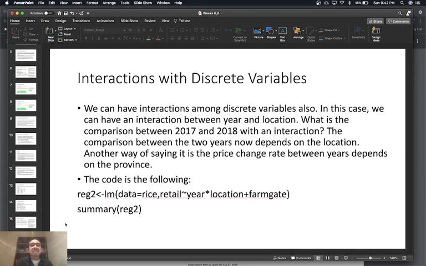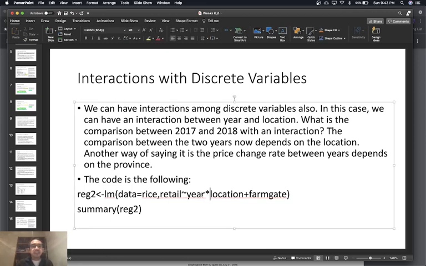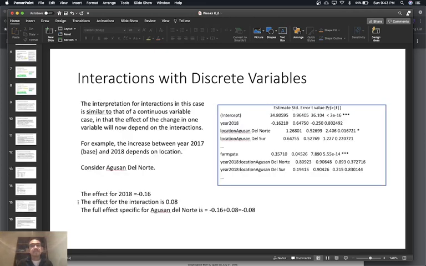We can have interactions among discrete variables also. In this case, we can have an interaction between year and location. Now, what is the comparison between 2017 and 2018 with an interaction on a location? Another way of saying it is the price change between years depends on the province. So the code can be as follows. So now we use the star to have the main effects for year and location and their interactions as well. So you do summary. What will come out?